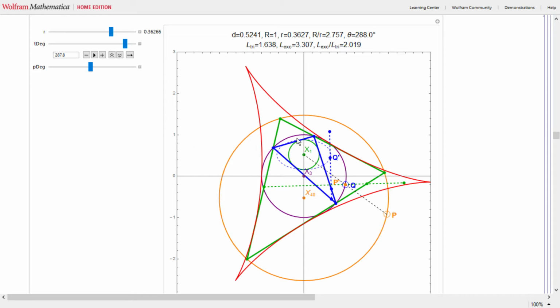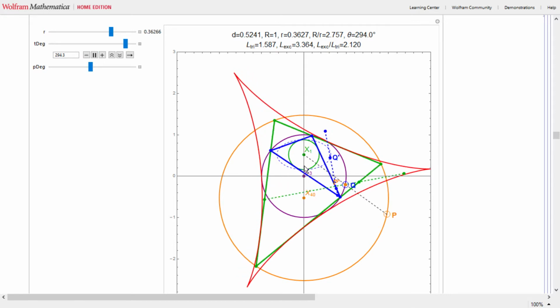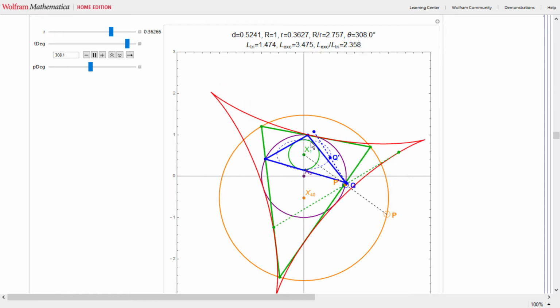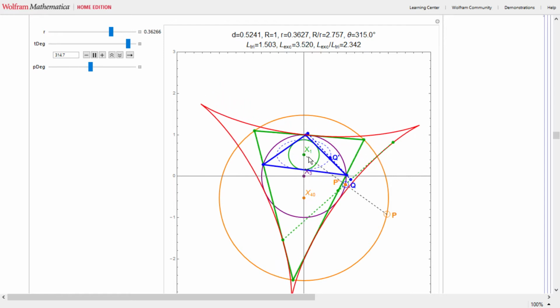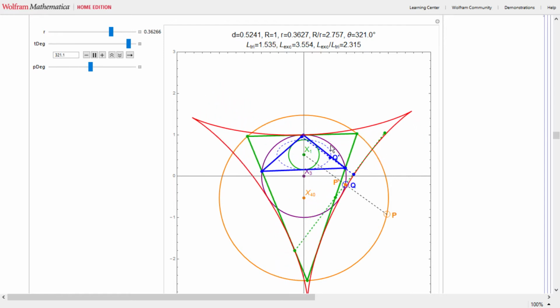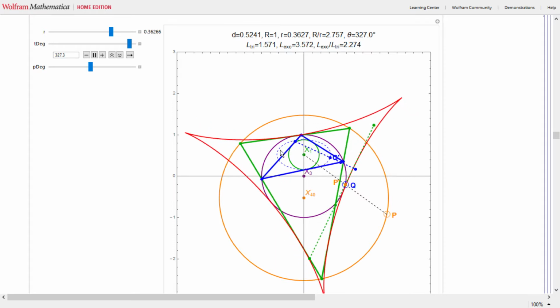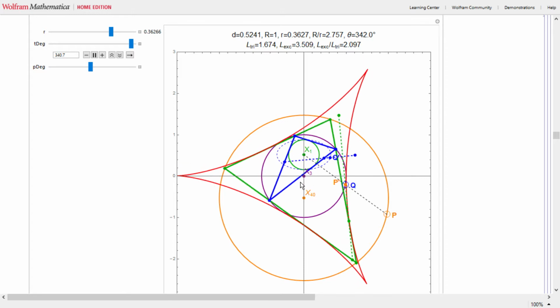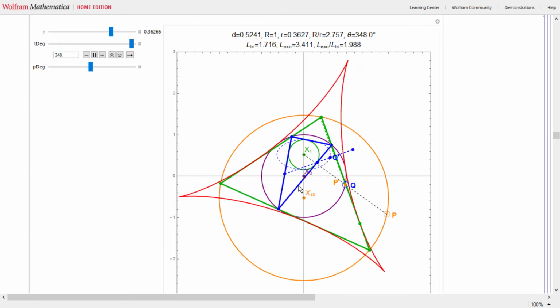What you're seeing here is the poristic family of triangles, the blue ones. If I animate these blue triangles, they have a fixed incircle centered at X1, and their vertices lie on a fixed circumcircle, this purple circle here, centered on X3. So this is a well-known, well-studied family.